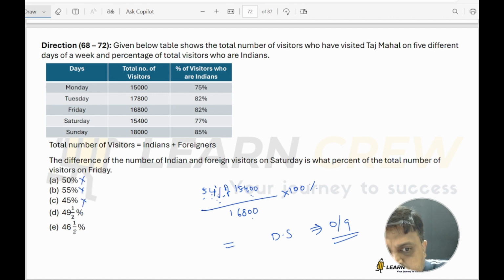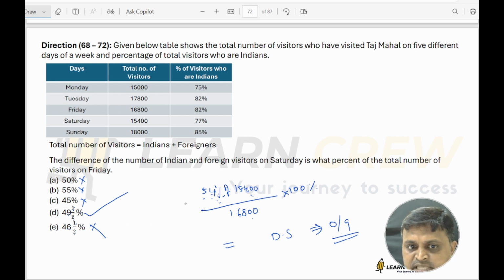And check the digital sum. 49 into 2, 98 plus 1, 99. The digital sum is 0. So the answer is this one. 46 into 2, 92 plus 1, 93. The digital sum is 1, so it is not the answer. So the answer is 49 and a half. If you simplify also by finding this value, you will get 49.5 only.